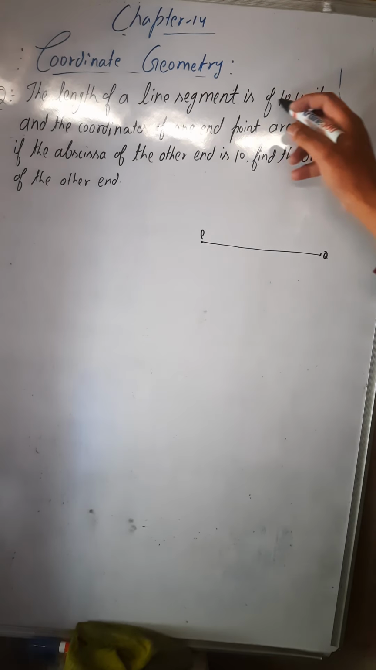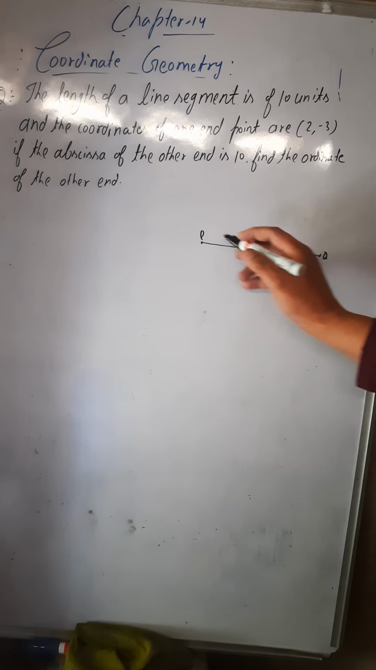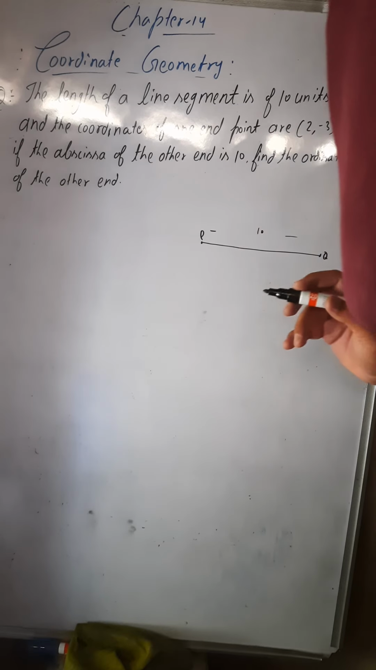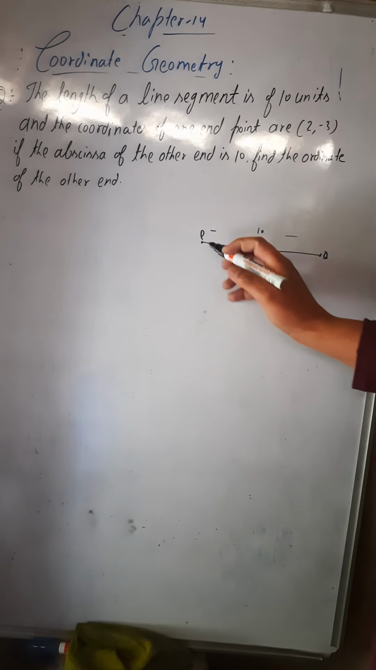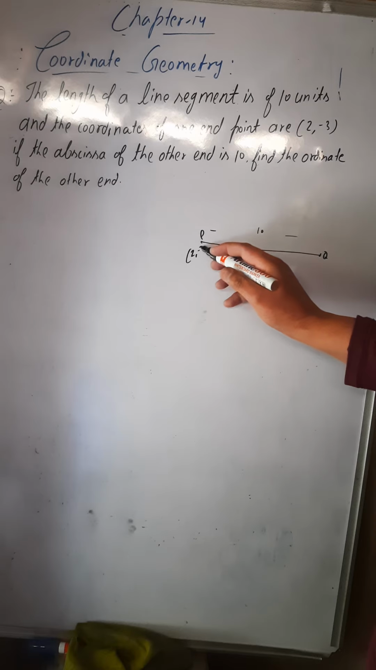The length of a line segment is 10 unit. This PQ length has been given here as 10 unit. This complete length is of 10 unit. And the coordinates of one end point are 2 comma minus 3. Let's say the coordinates of this one point are 2 comma minus 3.